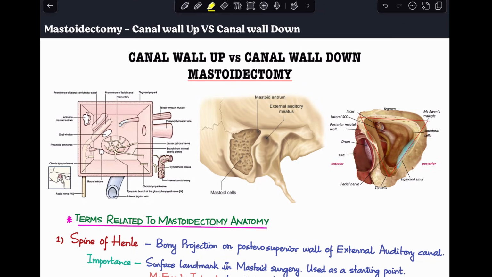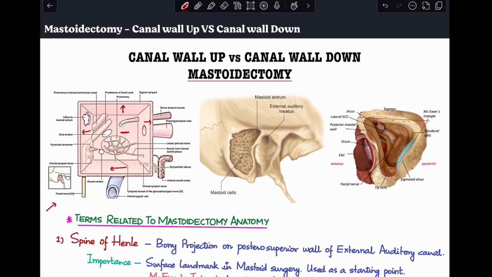Okay, so before we get started with canal wall up and canal wall down mastoidectomy, let's look at the anatomy a little bit and try to remember these few things which will be important in understanding mastoidectomy. In the first image, we see the boundaries of the middle ear. This is the anterior wall, this is the superior wall, this is the medial wall, this is the posterior wall, and this is the inferior wall.